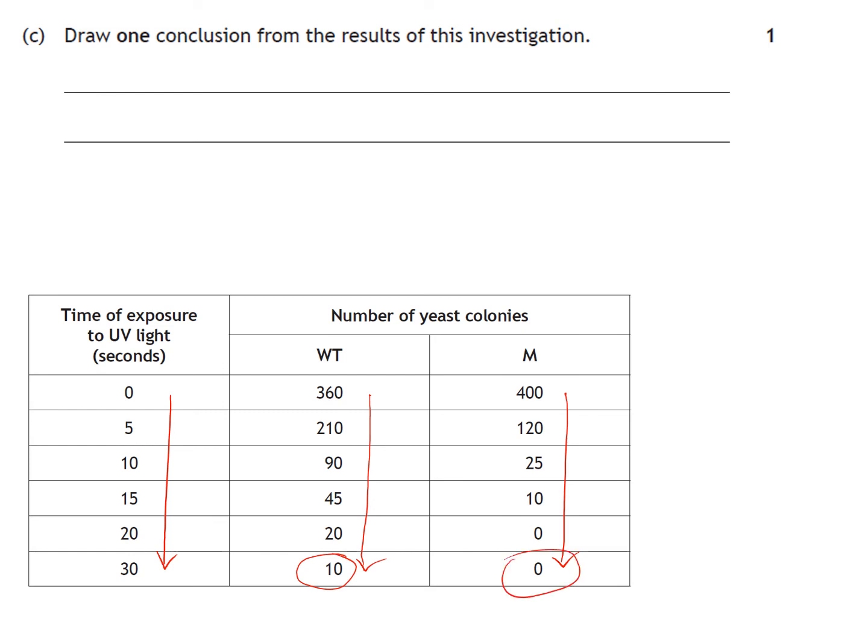Okay, you can also say that at no UV the mutants actually have a higher level than the wild type. But because this was looking at the time of exposure, you really do want to bring this into the conclusion. There's a list on the mark scheme of what's acceptable for this one.